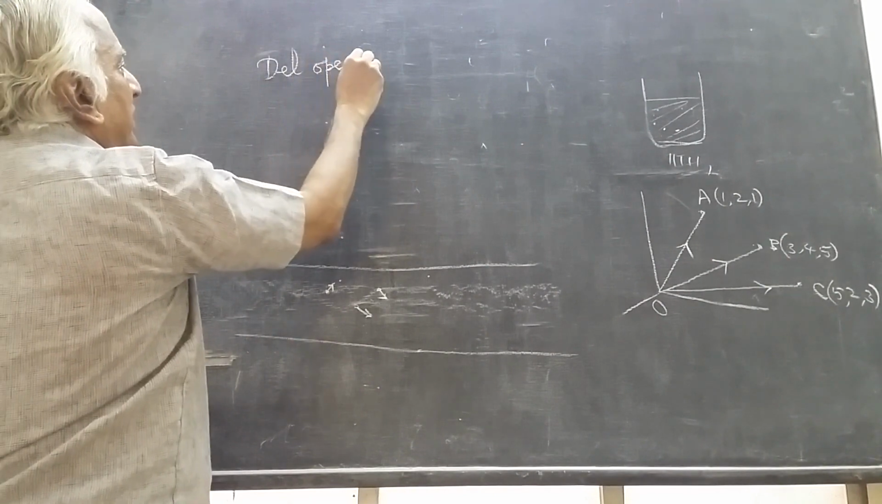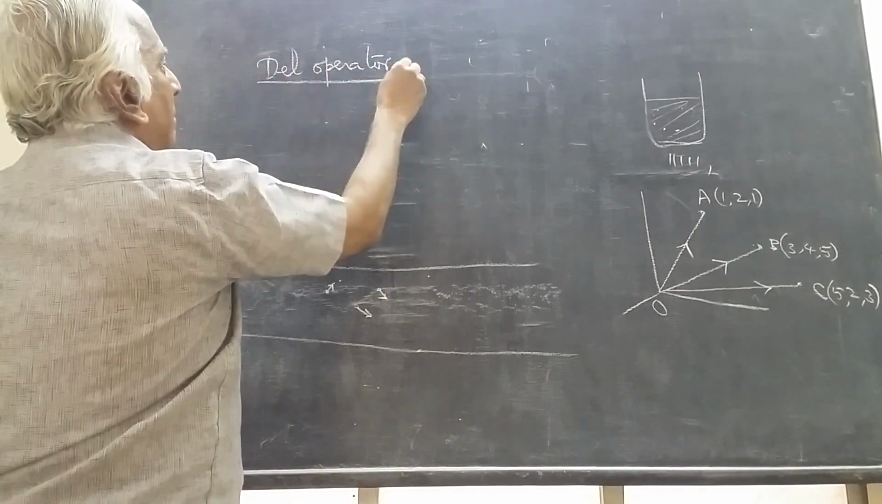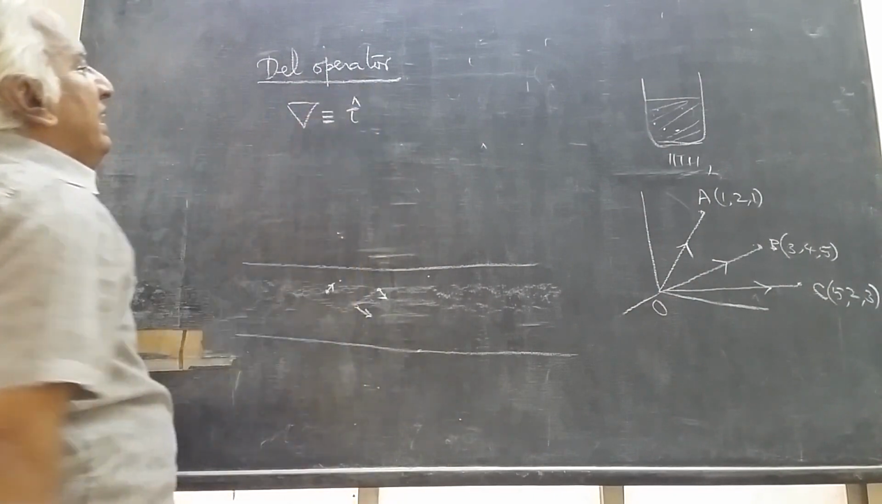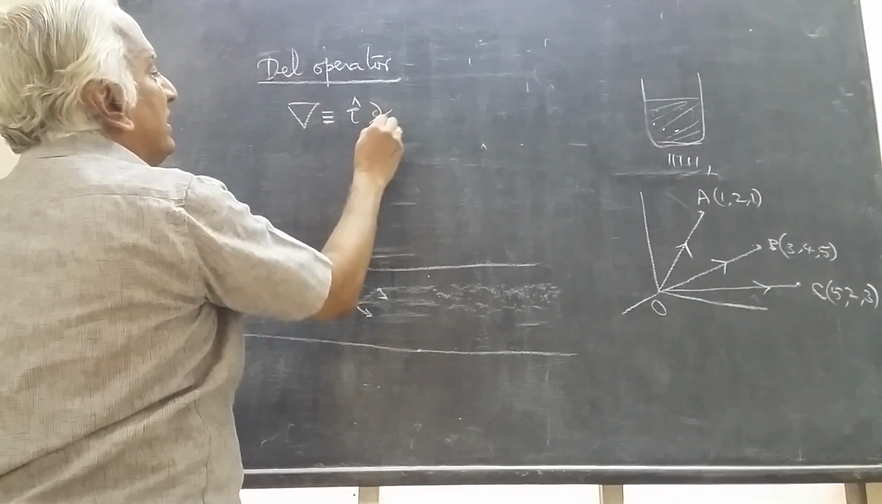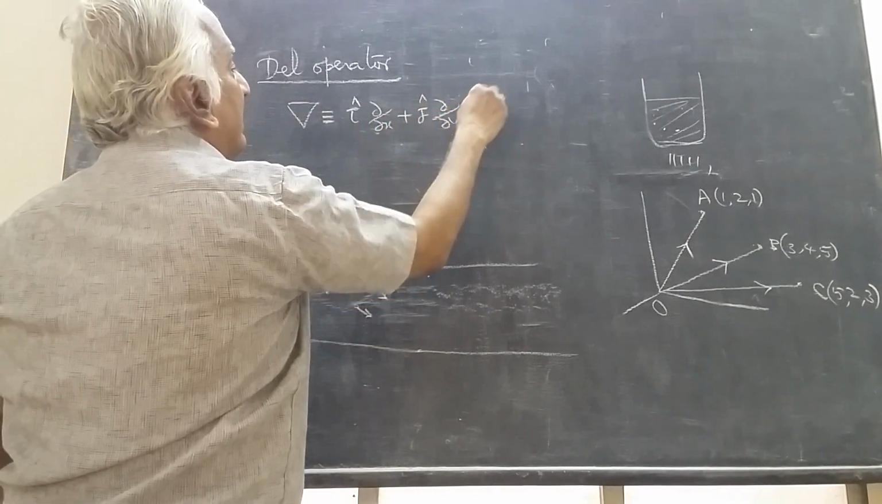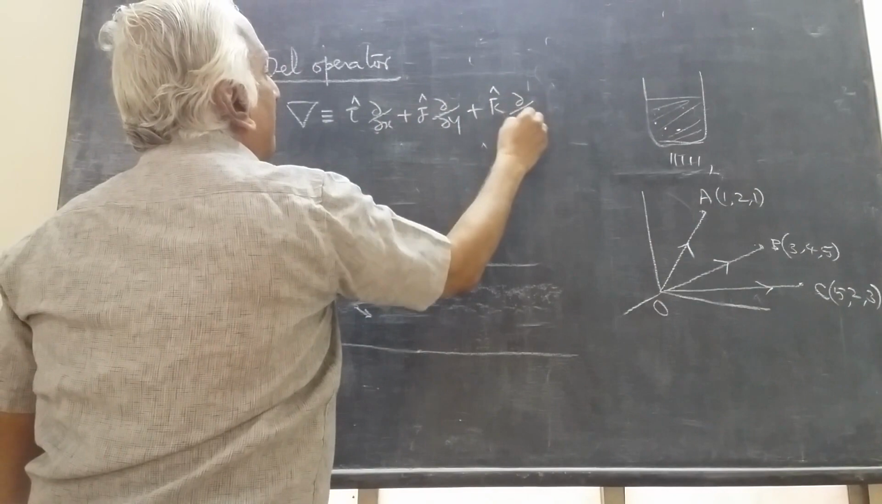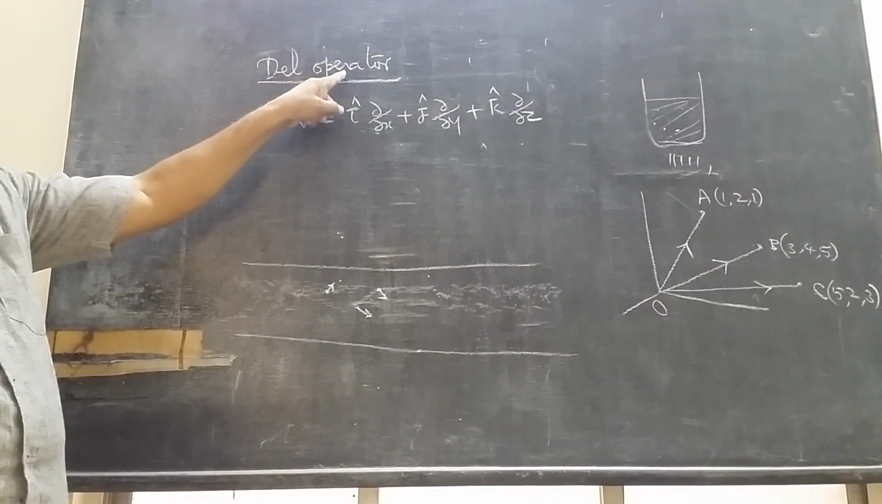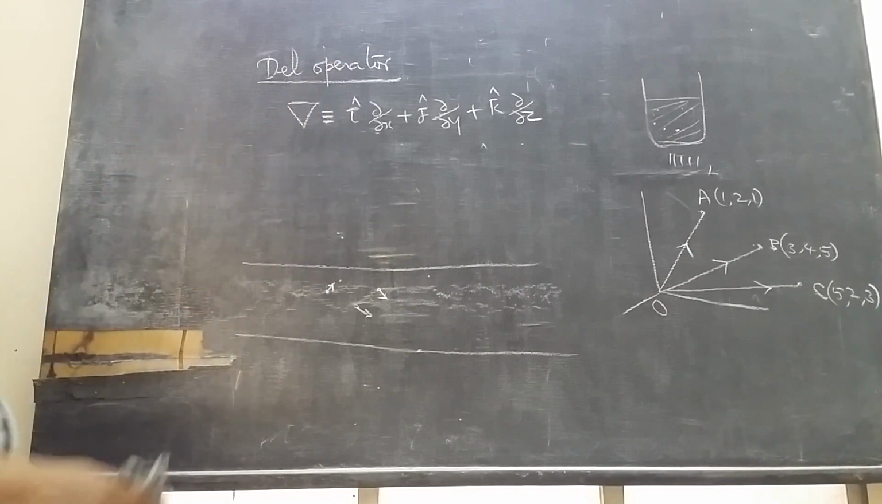Del operator. Del is i ∂/∂x, j ∂/∂y, k ∂/∂z. This is called the del operator. When you say operator, it has no value.